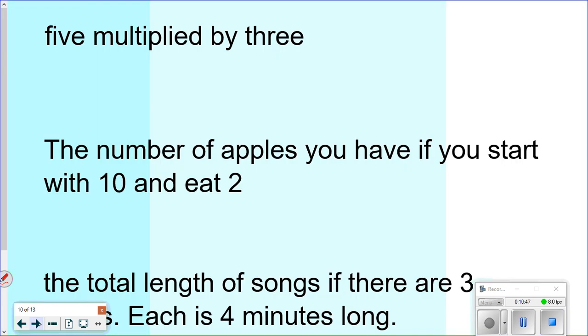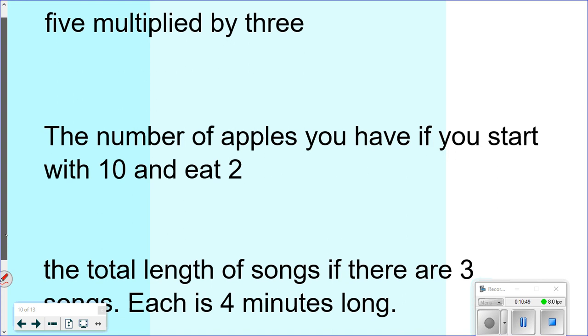The next thing they're going to have you do is they're going to give you a sentence, and you have to write the expression. Now, for your homework today, I don't believe you have to solve or evaluate the expressions, but you have to write them. So this is where you got to think of your keywords. If I look at this first one right here, it says 5 multiplied by 3. So what's the keyword of 5 multiplied by 3?